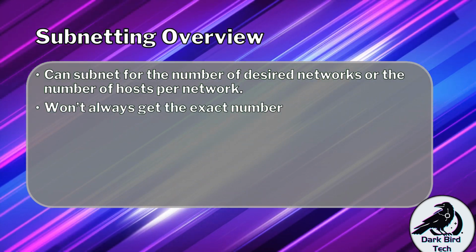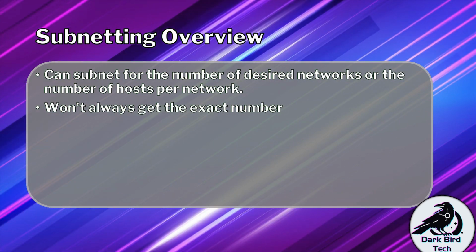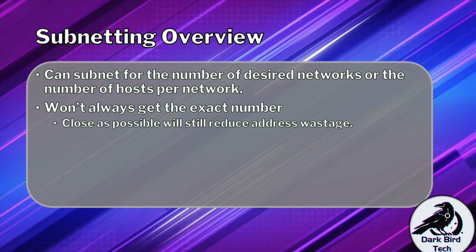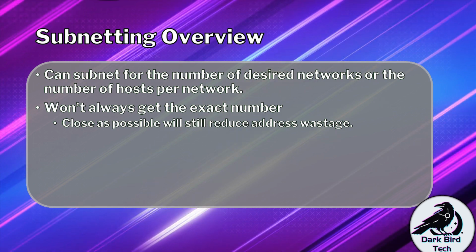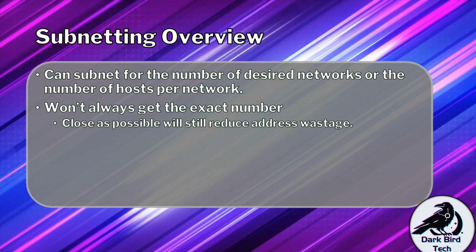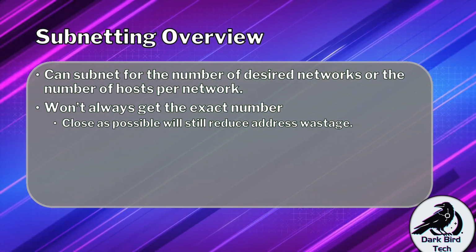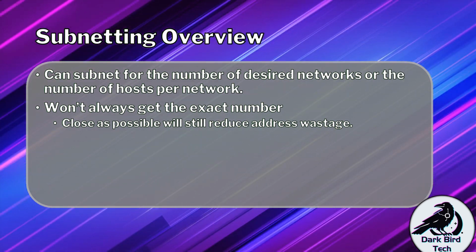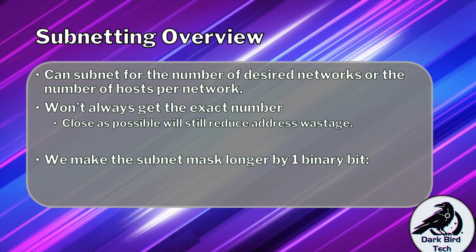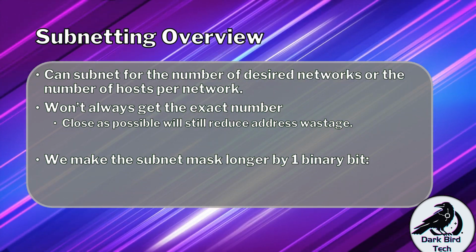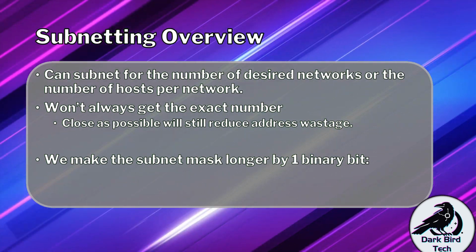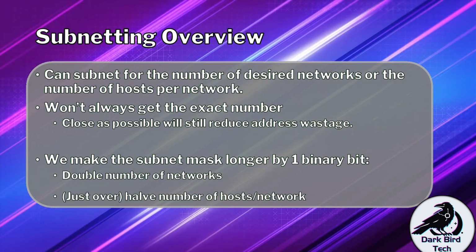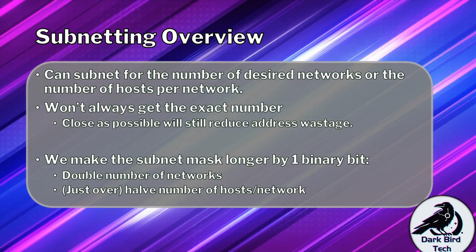Now, sometimes you won't always get the exact number you're after, but that's okay. The goal here is to reduce address wastage. And as long as we get close to what we're after and keep the address wastage to a minimum, that's what we're basically trying to achieve. Now, what ends up happening is when I make my subnet mask longer by 1 binary bit, this is the effect it creates for us. It effectively doubles the number of networks we have, and it just over halves the number of hosts we have per network.